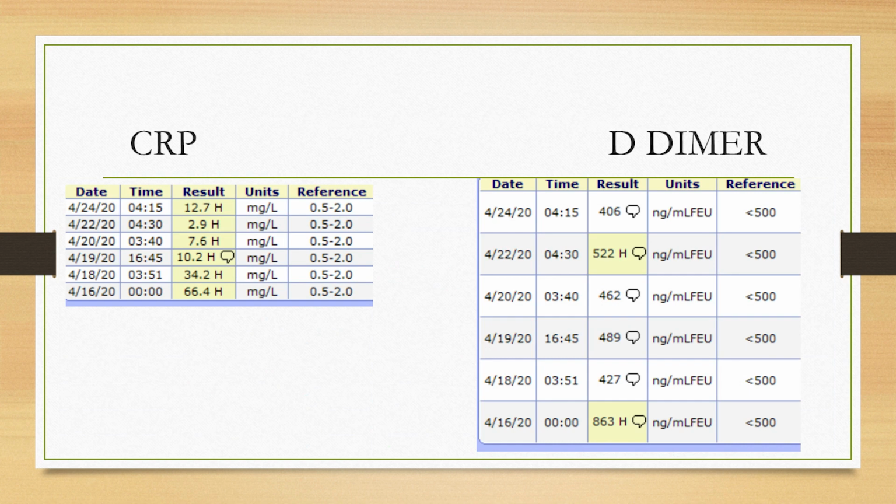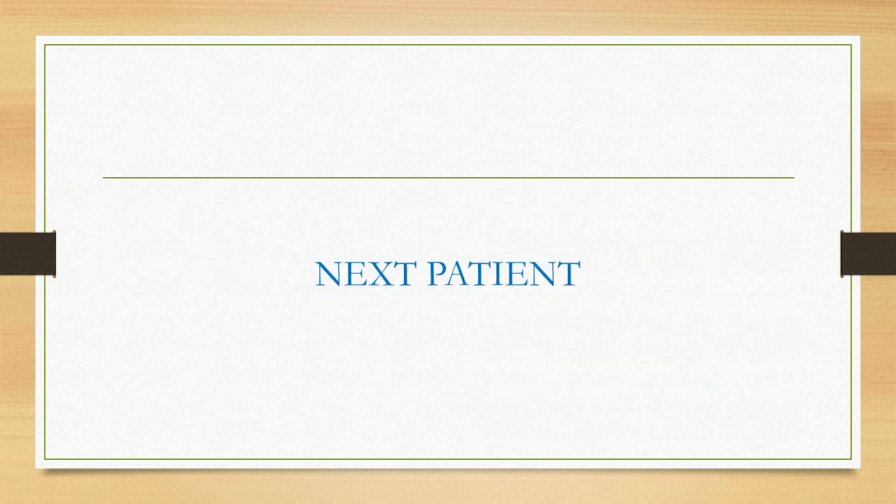And the CRP markers also went way down. This is the best measure for the inflammation. That means the amount of response our body is mounting against the virus. And you can see the CRP going down with the treatment nicely to 12.7, and the D-dimer also from 863 to 406 within a few days. And this is the next patient.